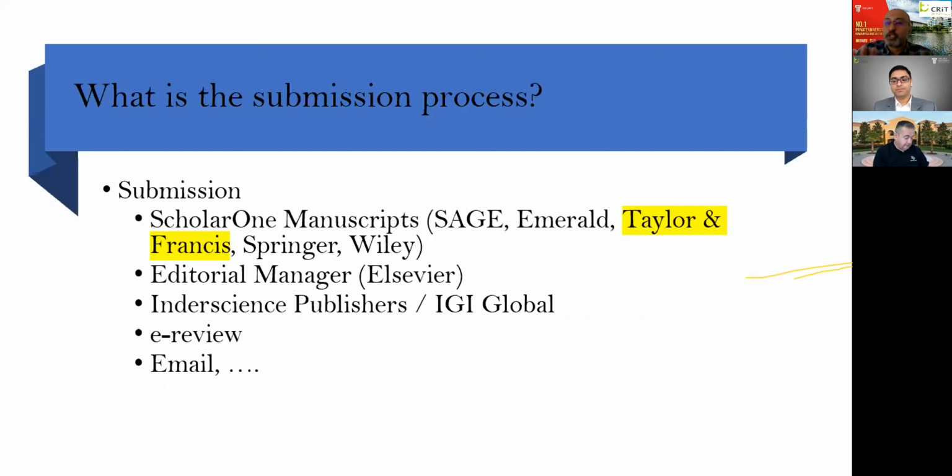And the last part is the submission process. Very briefly, when you prepare your paper, you have to go through the submission process. There are different submission processes and platforms for journals. Most publishers use ScholarOne Manuscripts: Sage, Emerald, Springer, Wiley. Taylor and Francis recently started to develop its own submission system. Elsevier has Editorial Manager, and IGI Global has its own submission system, and there are some other systems. But the first thing, you need to go through the journal and see what the submission process is, create your account, and there are clear steps for submission.